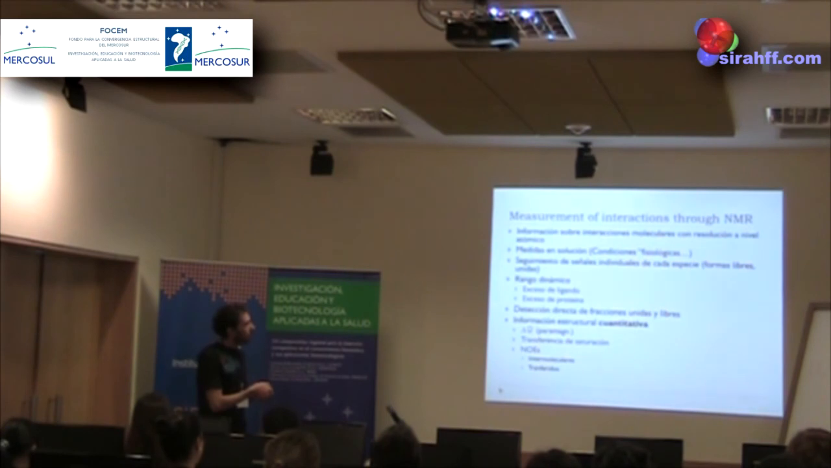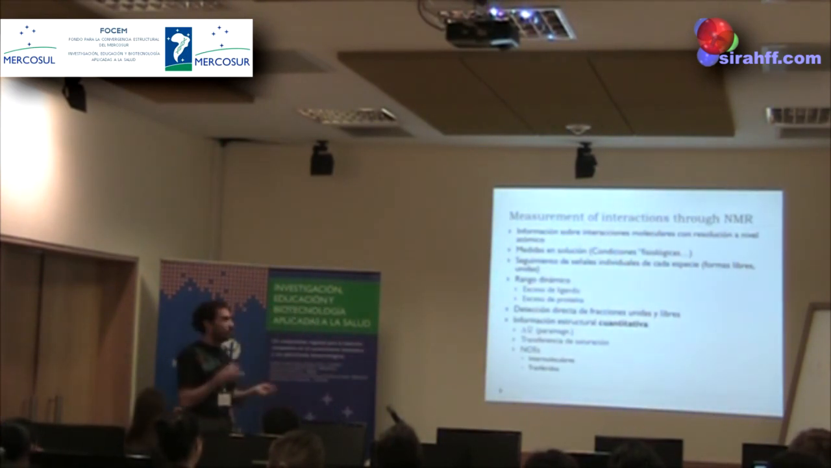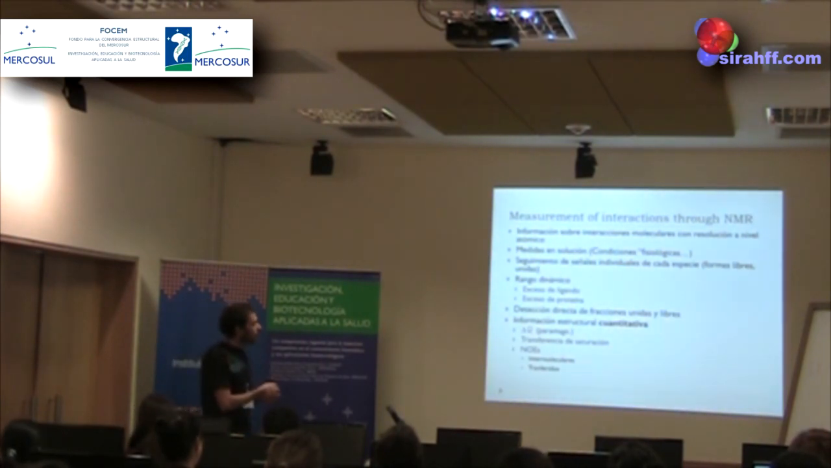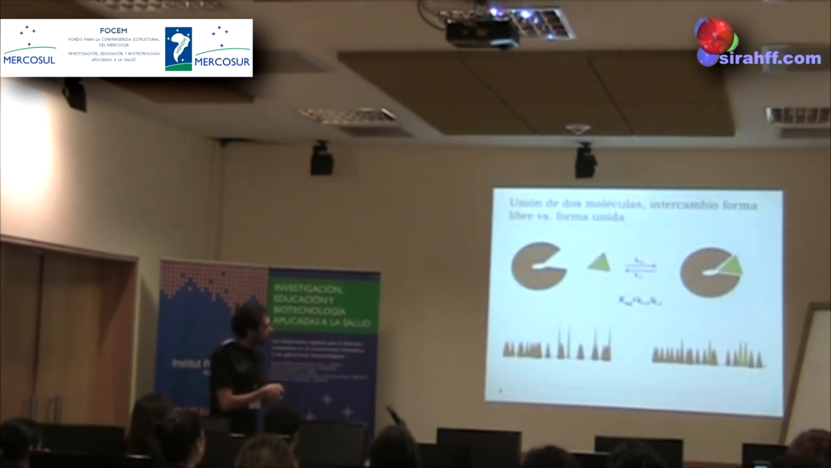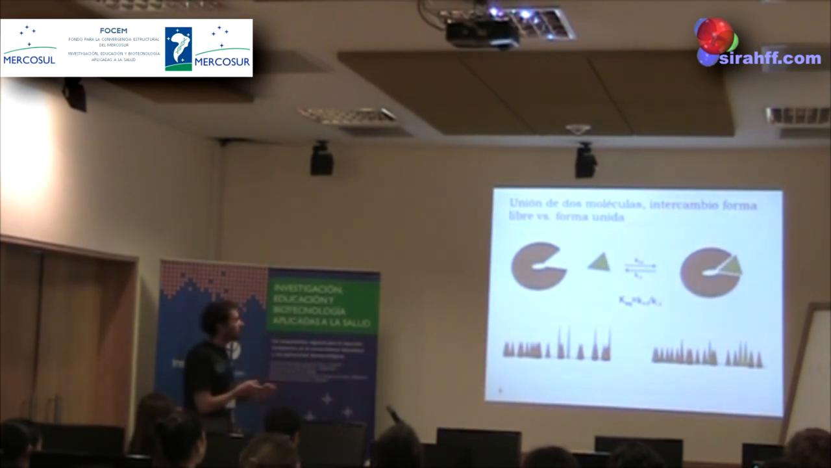You can directly detect the bound and free fractions. Usually when you do a binding measurement, you want to know how much you have bound and how much you have free. You can detect directly how much is bound and how much is free. You get structural and quantitative information on the bound and free forms, such as delta omega, saturation transfer, and NOE, which I will tell you about. So what you expect to see when you put things together in an NMR tube, say a small ligand and a protein, is the signal from the protein and the signal from the ligand. When they form a complex, they will shift. That is the first piece of information we get.